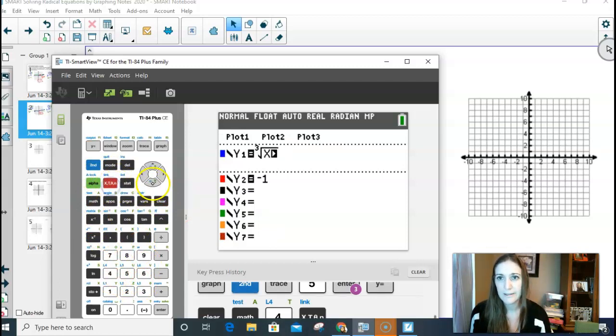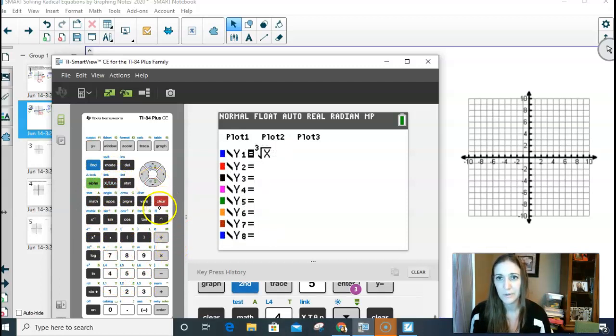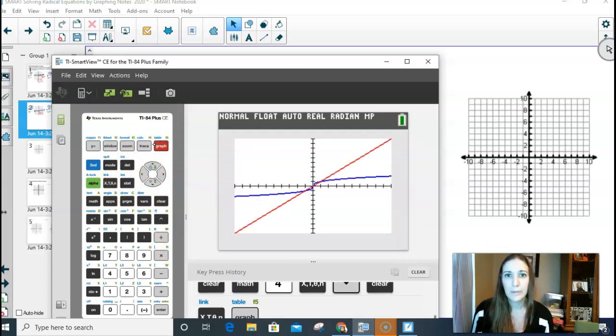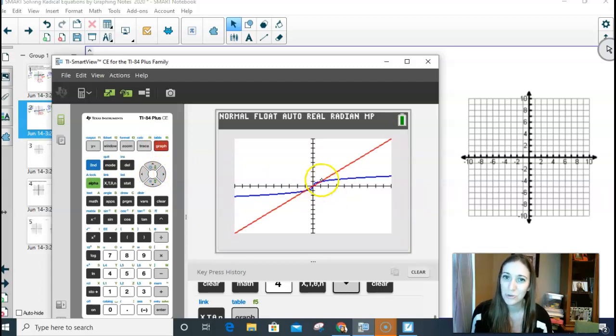So cube root of x, and then this was y equals x. There he be. Oh, that's not good. All right, this one has 3 points of intersection. Oh my goodness. I probably wouldn't have known that unless I looked really closely with my bifocals, guys, but there are 3 points of intersection.